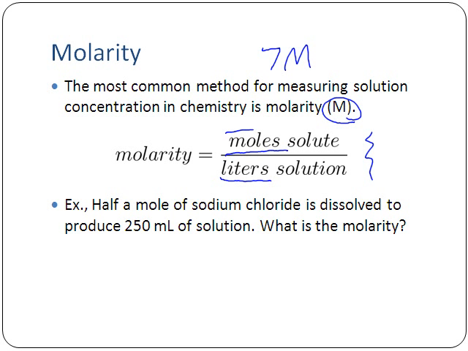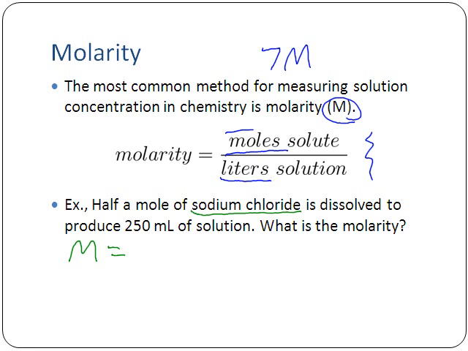So let's start off by seeing how this works here. So we have an example. Half a mole of sodium chloride is dissolved to produce 250 milliliters of solution. What is the molarity? So in this case right here, we're looking for molarity. Molarity is equal to moles of solute. And so in this case, how much solute? What's the solute here? It's sodium chloride dissolved into presumably water in this case.